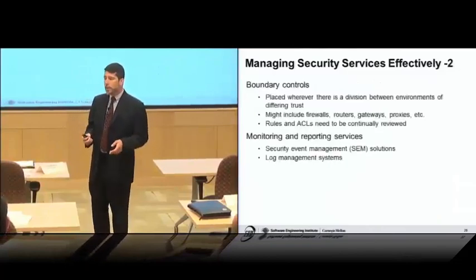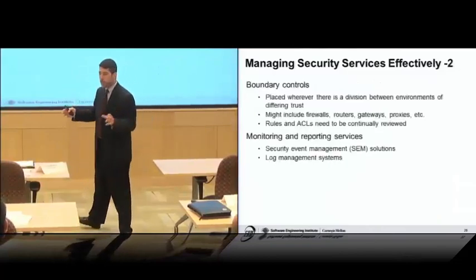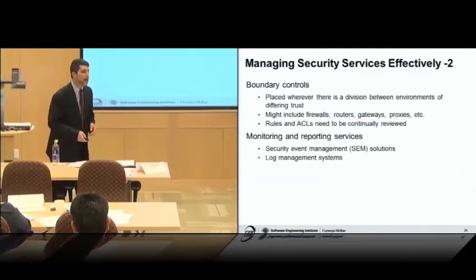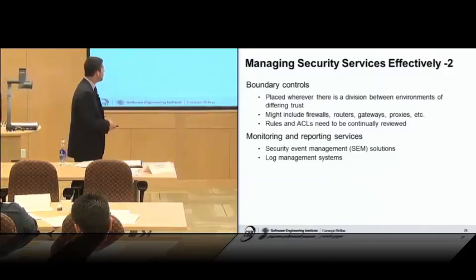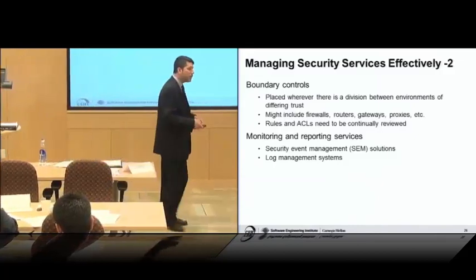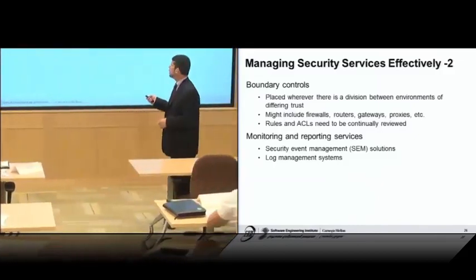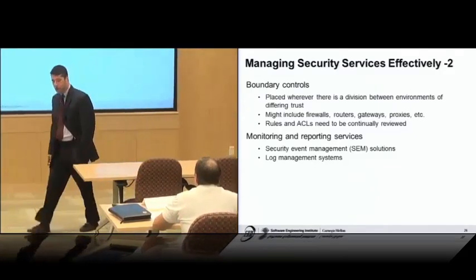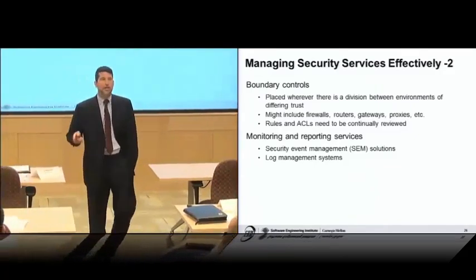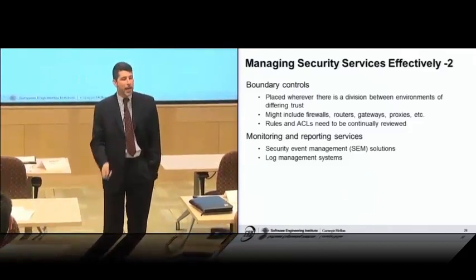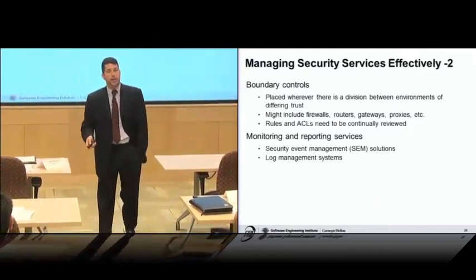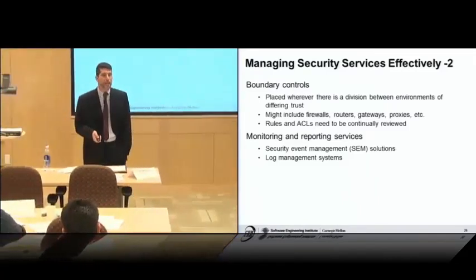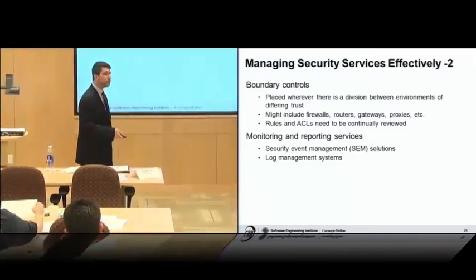Boundary controls. We want these anytime there's two different areas of trust meeting, and might include all these different devices. And you need to continually review all of your access. You need to review everybody's access to these areas and to these devices on a regular basis to make sure permissions have not changed or roles have not changed.